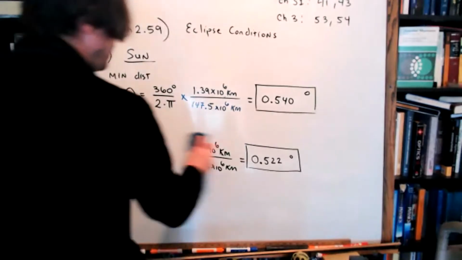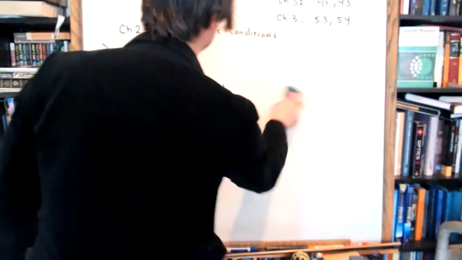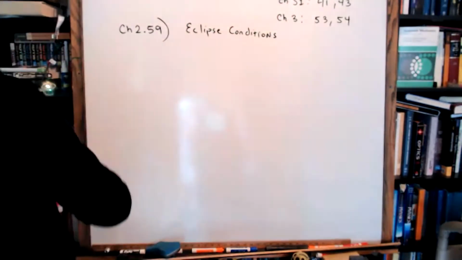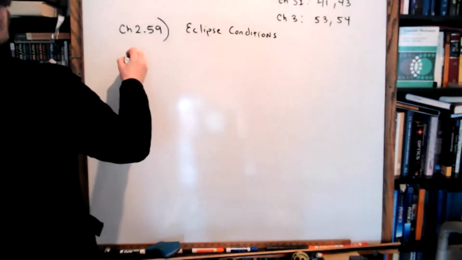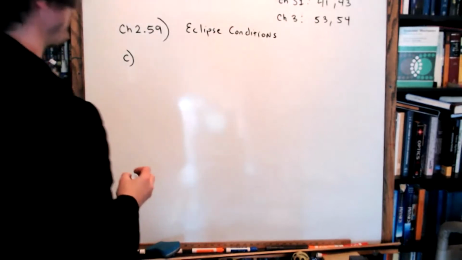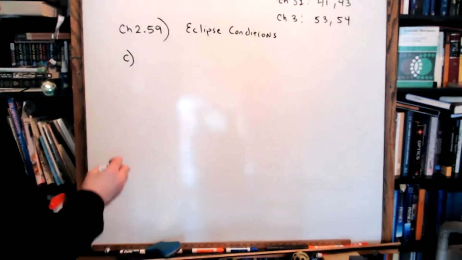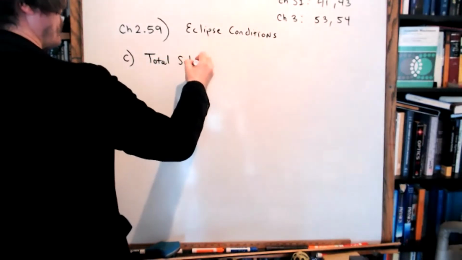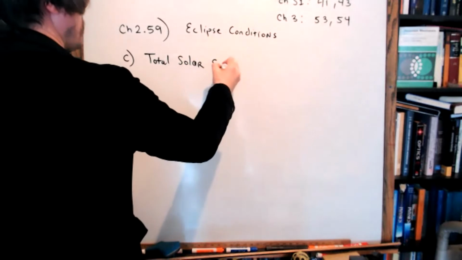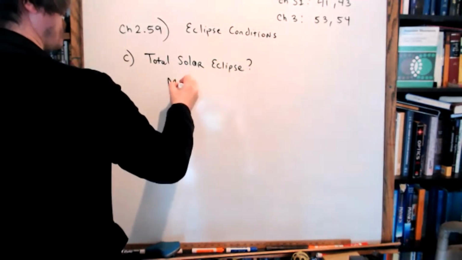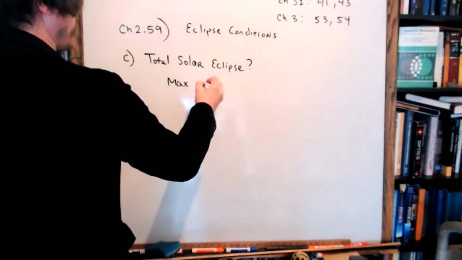Okay. Hey, Andrew, can you read me part C? Yeah. So based on your answers to parts A and B, is it possible to have a total solar eclipse when the moon and sun are both at their maximum distance? Explain. Okay.